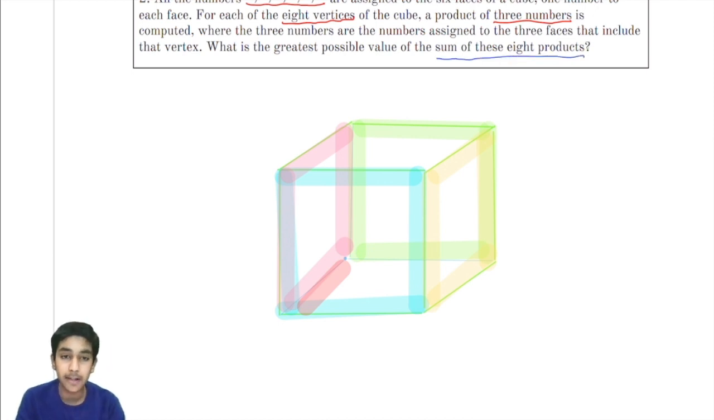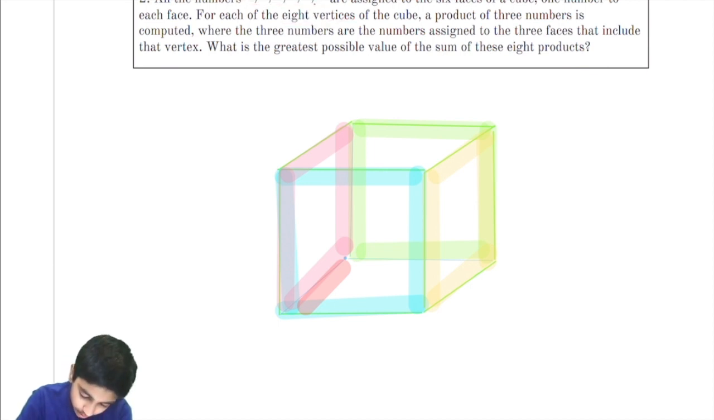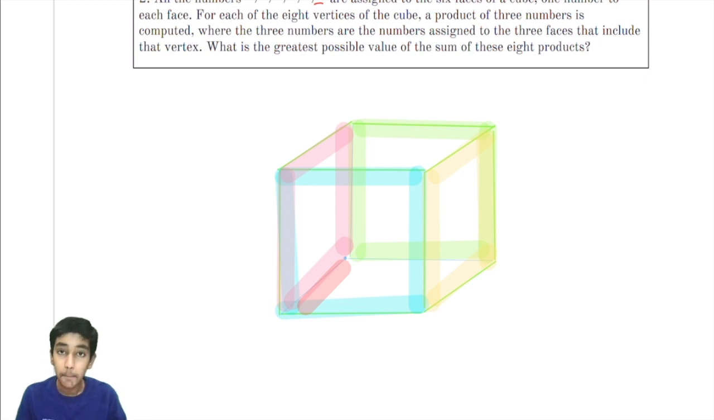So how can we maximize the sum of these 8 products? The idea here is that one face is adjacent to exactly 4 other faces. Look at the face 7, for example. It will be adjacent to 4 of the faces from 2 to 6, because there are 4 faces adjacent to every face. But there are 5 other faces, so there's one face that must not be adjacent to 7, which is just the opposite face.